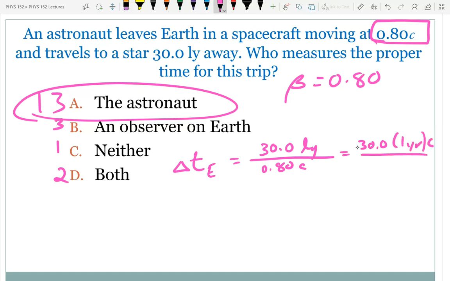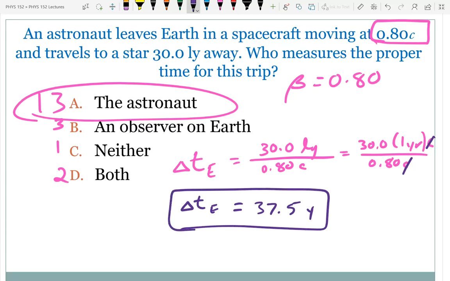So I can cancel those C's, and I just have 30 divided by 0.8. What's 30 divided by 0.8? 37.5. So the time it's going to take to make this trip on Earth, as measured by Earth, is 37.5 years. Now, this is the first half to answering James' question. What is going to be seen then by the astronaut for how long it takes for the trip?